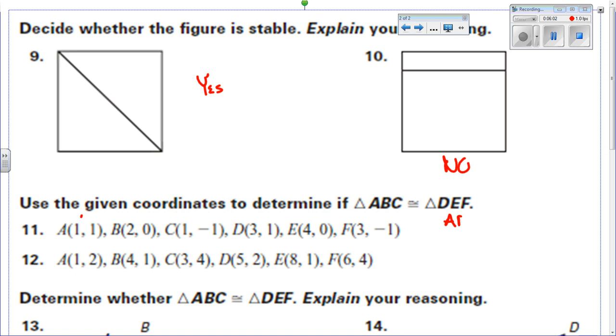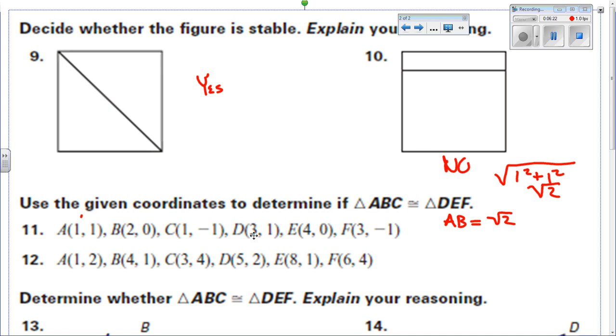and here's how we do it. AB is equal to the square root of 2, because it's up 1 over 1. So it's going to be 1 squared plus 1 squared, and it's the square root of that, which is square root of 2, because 1 squared is 1, and 1 squared is 1.